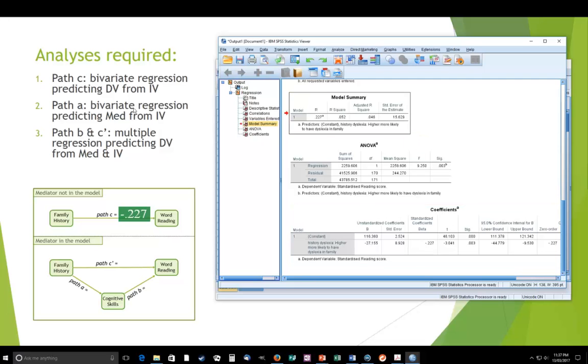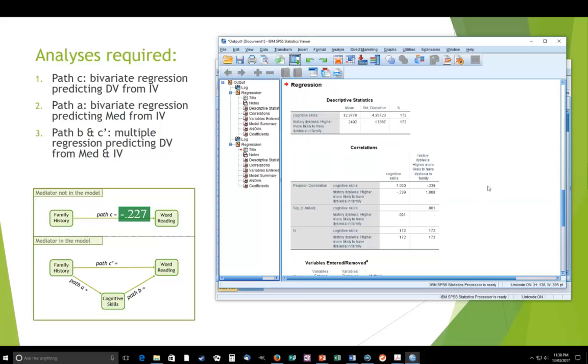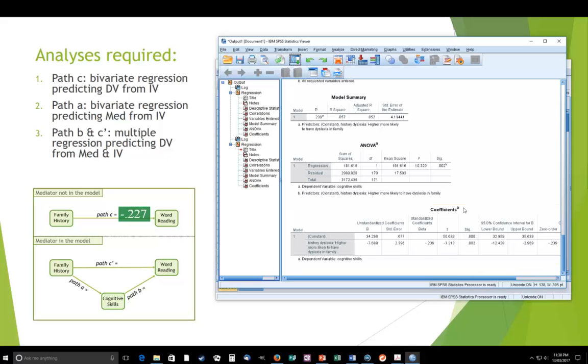The next one we want is a bivariate regression predicting the mediator from the IV. So we do another one. This time we're predicting the mediator, cognitive skills, from the IV, so not the DV. We just run that regression, and you'll see there we get a beta of minus 0.239. So that's the coefficient that goes for path A. Path A, bivariate regression from IV to mediator. That's this analysis here. We put that in there for path A.